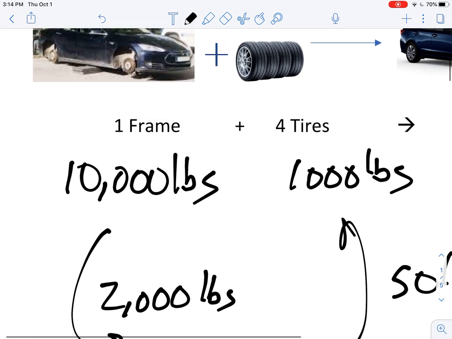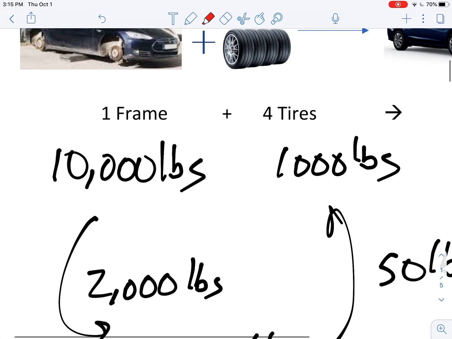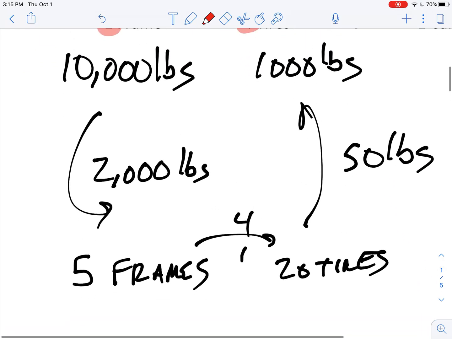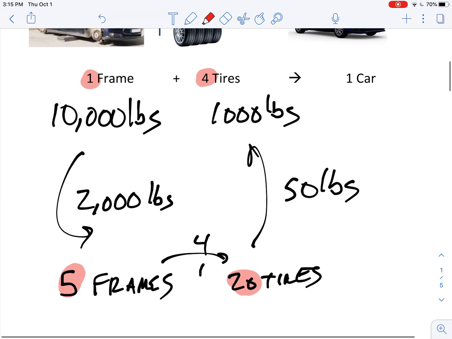So check it out. This real world example, I have 1 to 4, but I have not 4 times as many pounds of tires as I have frames, because frames and tires don't weigh the same. I have 4 times as many tires as I have frames, because I need 4 times as many tires, but not 4 times as many pounds of tires.